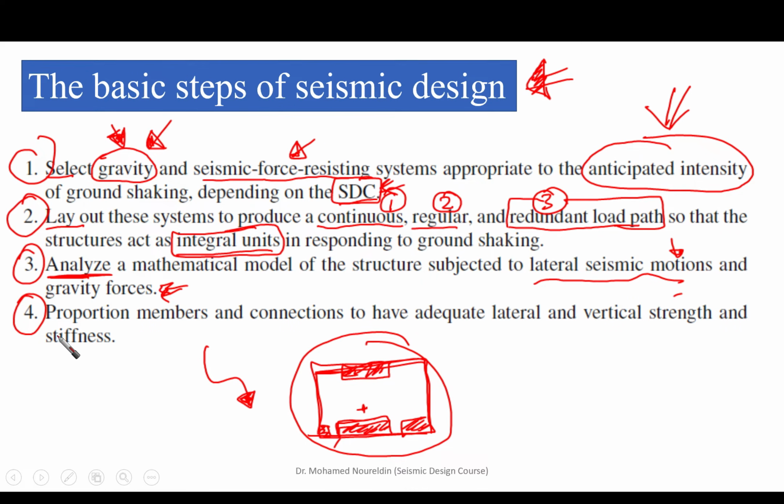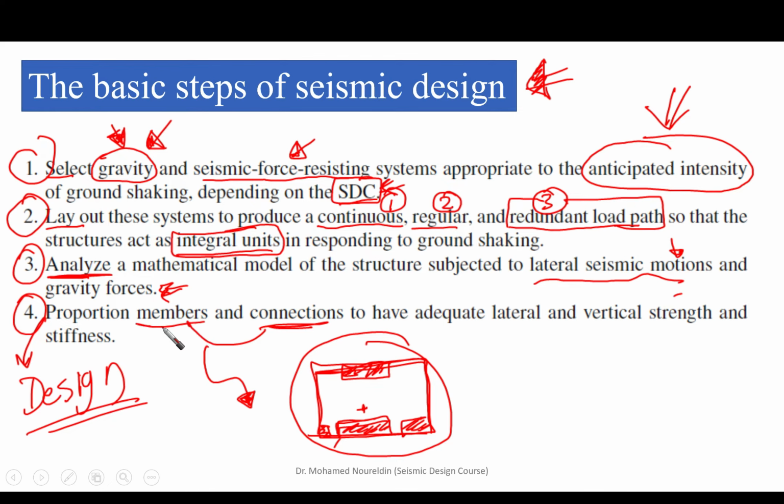And number 4, proportion members and connections to have adequate lateral and vertical strength and stiffness. So we need to proportion, which is the design stage. This is the design stage. We need to design our members and the connections.